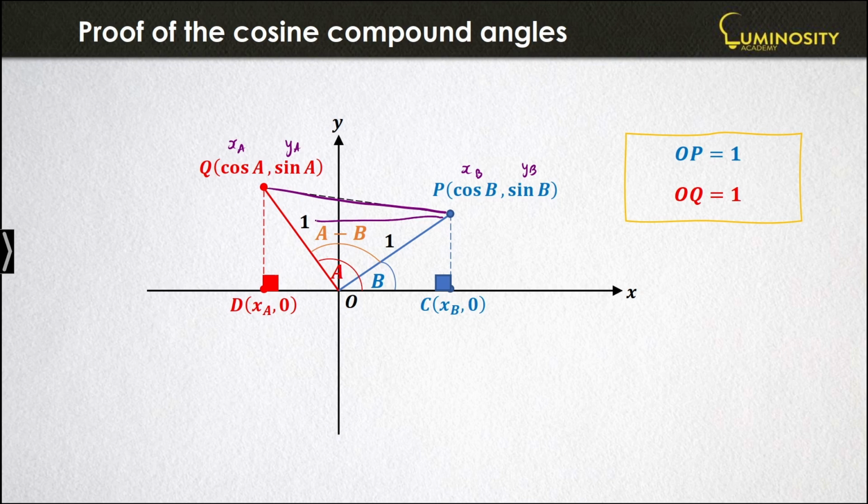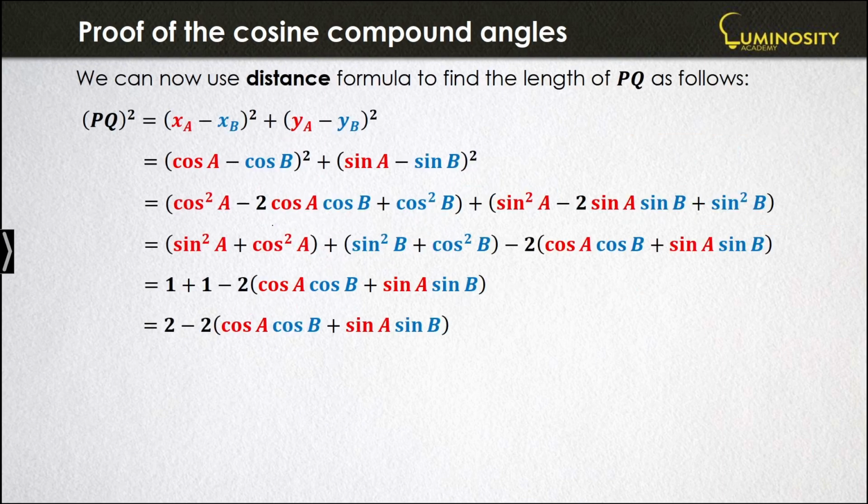equals the difference in the x coordinates squared plus the difference in the y coordinates squared. So that's the distance formula, or Pythagorean theorem. I've got it labeled out here, xa minus xb squared plus ya minus yb squared. Now I've replaced xa and xb with what we found they were, cos A and cos B, and same thing for ya and yb.